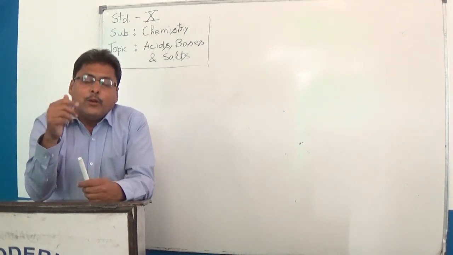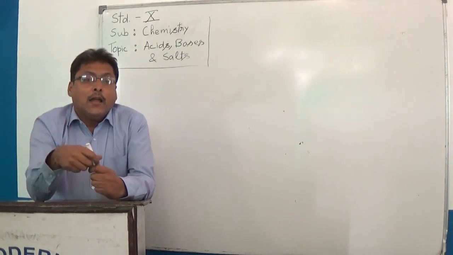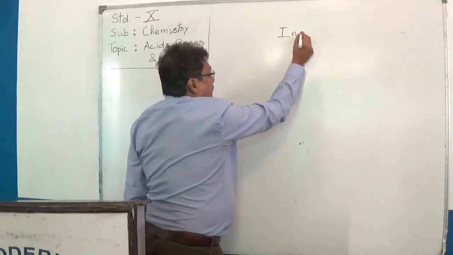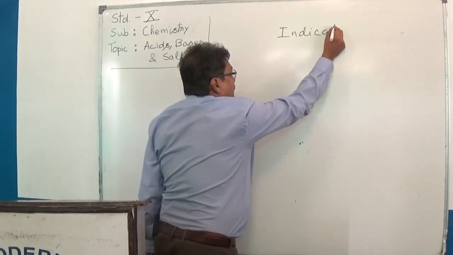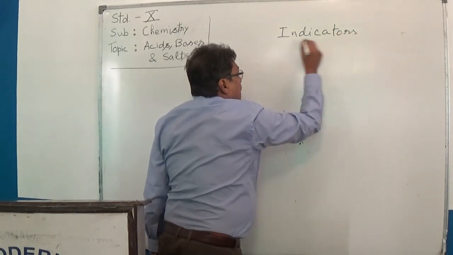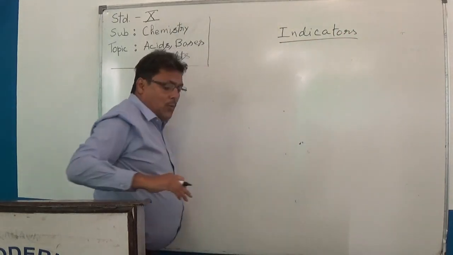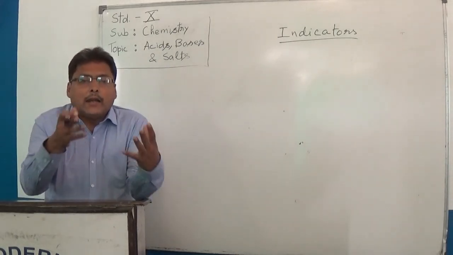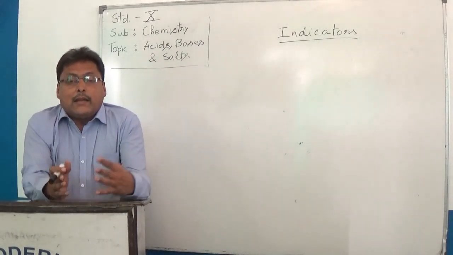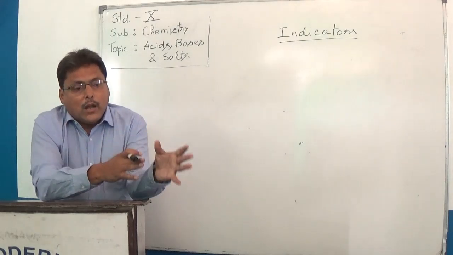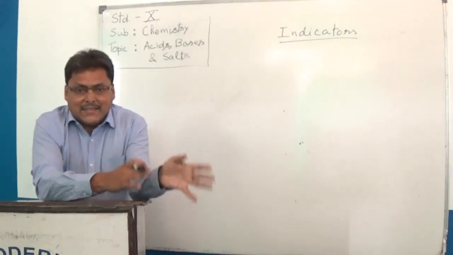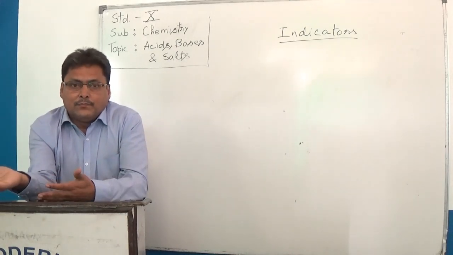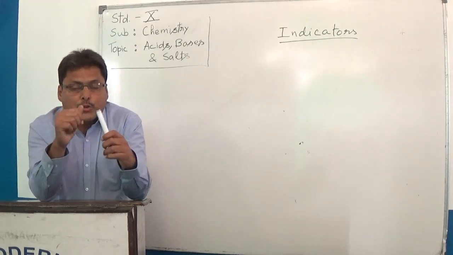To do that, we use a thing called indicators. What is an indicator? What does an indicator do? An indicator indicates whether a particular compound, a particular substance, is acidic or basic, whether it is an acid or base. It points, it shows.